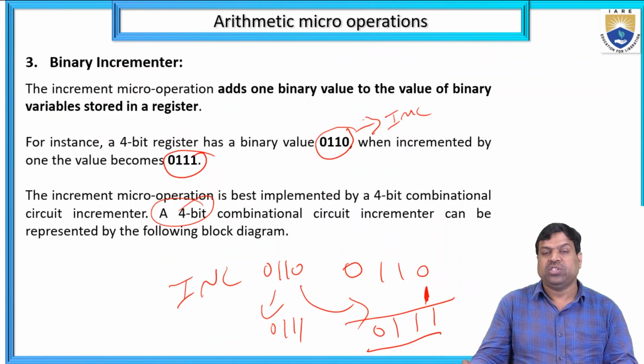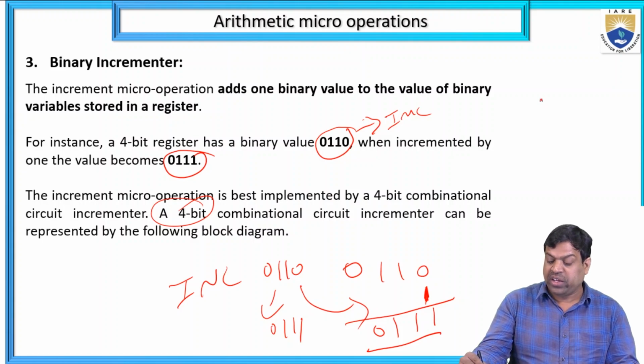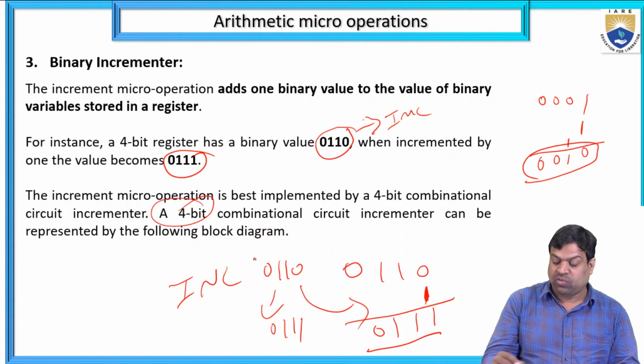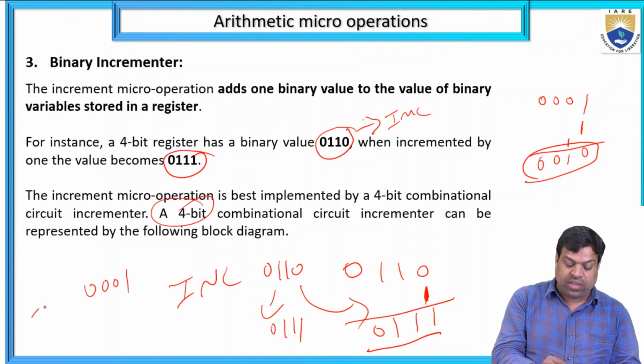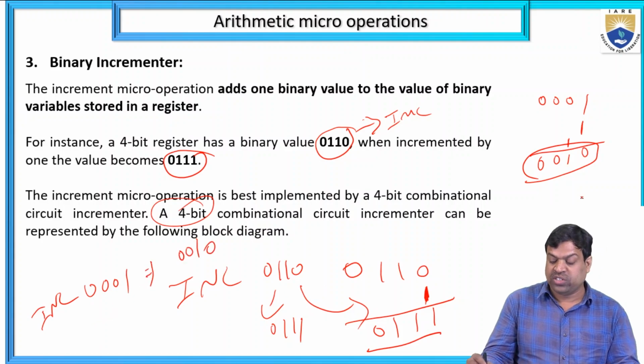So binary incrementer means the increment microoperation adds one binary value to the value of the binary variable stored in a register. For instance, a 4-bit register has a binary value 0110. When incremented by one, the value becomes 0111. I am taking here 0001. So I am adding 1 here. What is the value of 1 plus 1? 0, and carry equal to 1. 0 plus 1, 1. 0, 0. So what is the value? 0010. So the increment of 0001, what is the value now? 0010. It is the output value.